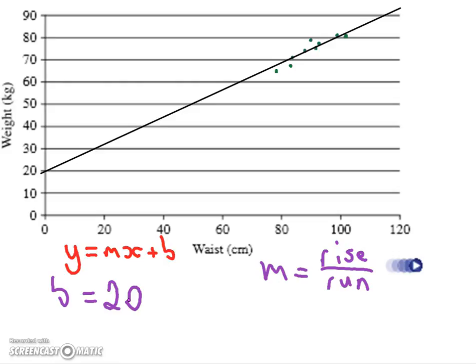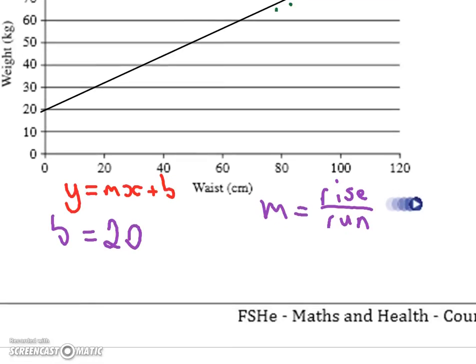Okay. All right, next bit. Rise over run. We've got to find out the gradient. So just to show you, we've now done part of this. We've now got y equals something x plus 20. So we've almost got our equation. We just need our m now. We just need our gradient.